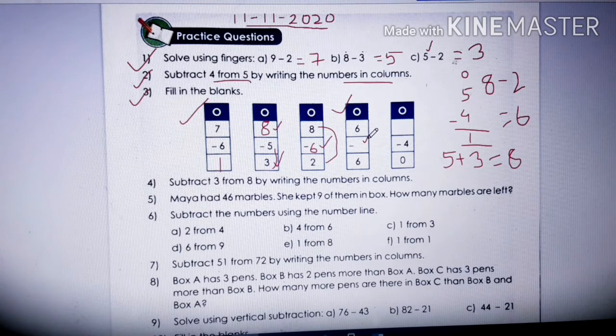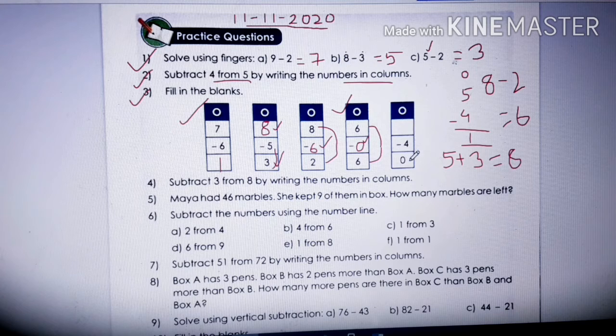How can we find the smaller number, children? By subtracting. So which two numbers are we going to subtract? 6 minus 6. So when we subtract the same numbers, what do we get? 0. So the answer is 0.